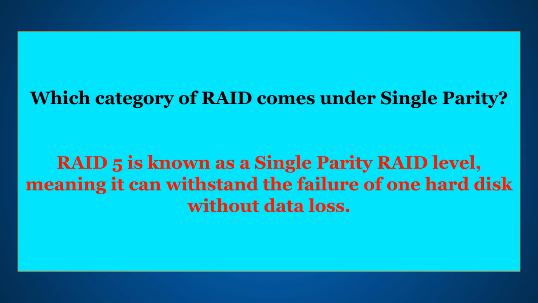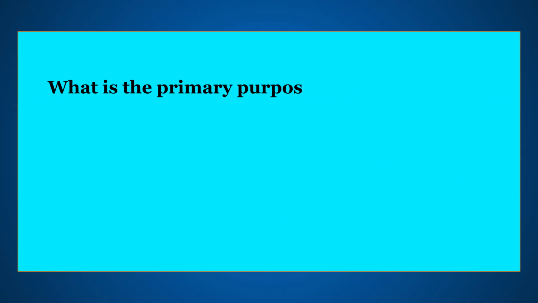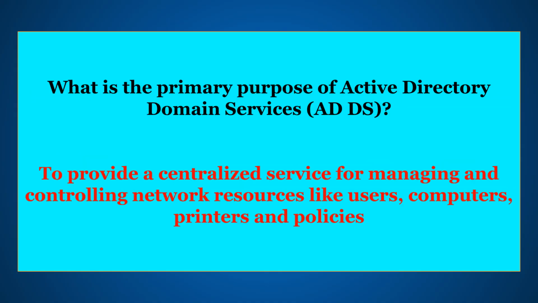Which category of RAID comes under single parity? RAID 5 is known as a single parity RAID level, meaning it can withstand the failure of one hard disk without data loss. What is the primary purpose of Active Directory Domain Services, ADDS? To provide a centralized service for managing and controlling network resources like users, computers, printers, and policies.